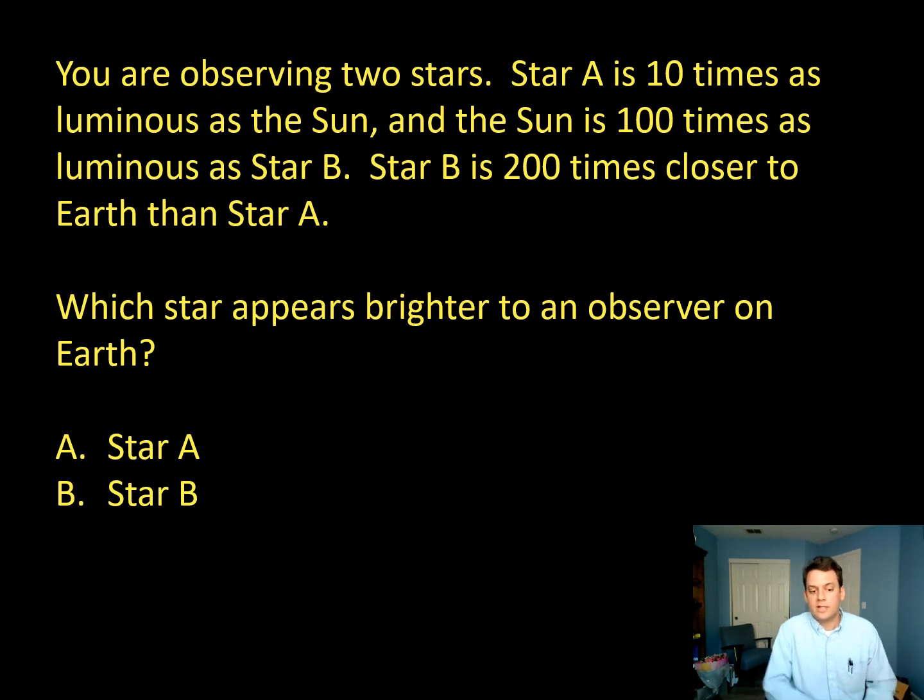So let's look at another example. You're observing 2 stars, and star A is 10 times as luminous as the sun, so you know that somehow. And the sun is 100 times as luminous as star B. So star A is 10 times as luminous as the sun, and the sun is 100 times as luminous as star B. Moreover, star B is 200 times closer to the Earth than star A. That's a lot of numbers. Which star appears brighter to an observer on Earth?